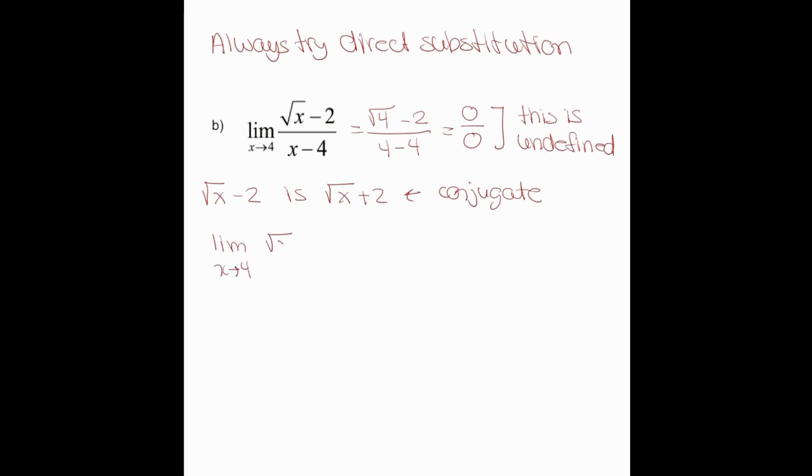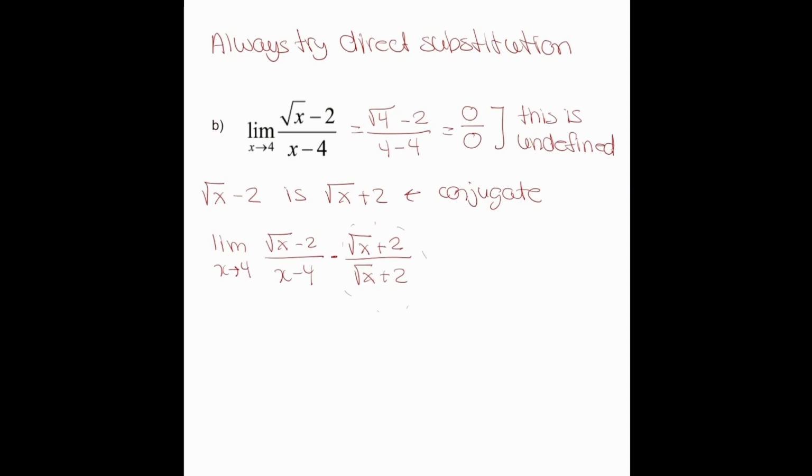We have root of x minus 2 over x minus 4. Now, this is where the mathematical magic sort of comes in. I'm going to multiply both the top and the bottom by the conjugate. So I have the root of x plus 2 over the root of x plus 2. Mathematically, nothing has changed here. This is just equal to 1. So I'm really just multiplying this whole thing by 1.